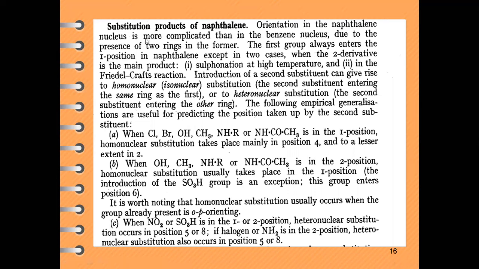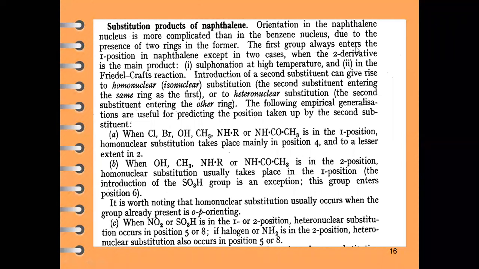Orientation in the naphthalene nucleus is more complicated than in the benzene nucleus. When we studied benzene and its derivatives, we discussed in depth the orientation pattern of the benzene ring. But when we compare the orientation of naphthalene with benzene, naphthalene's orientation is more complicated. Why? Because naphthalene has two benzene rings, due to the presence of two rings in its structure.